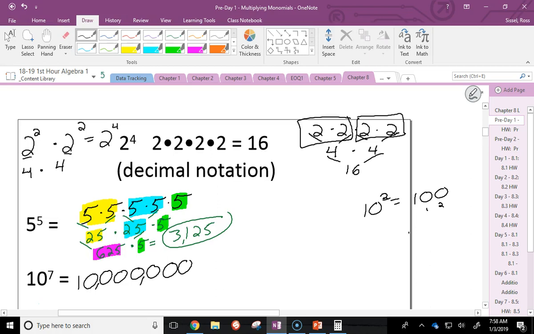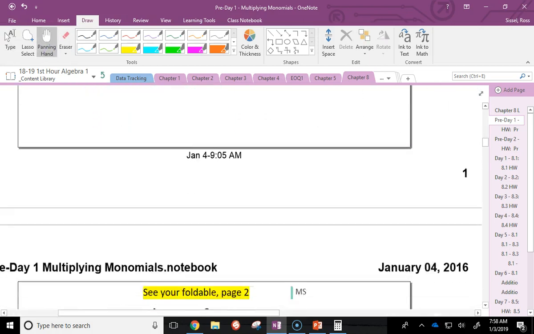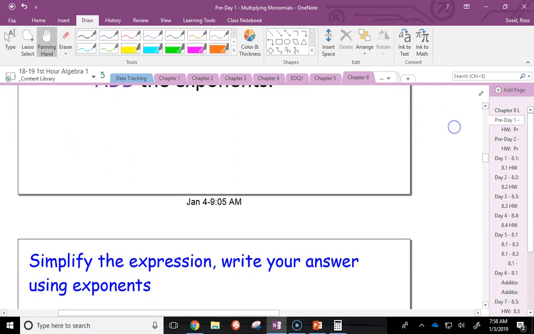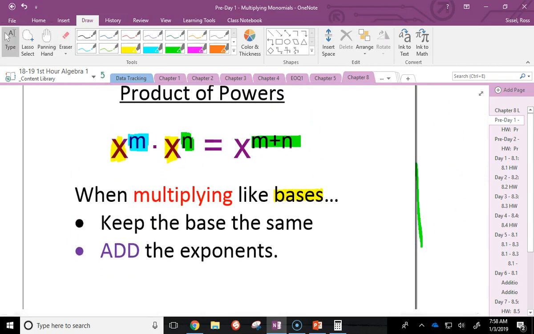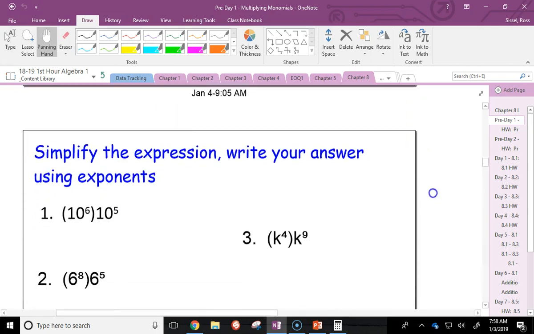So like on the other example, why was it 2x or 2x with the exponent? Because your base stays the same. We don't multiply our bases if the bases are the same. So you'll see, let's do an example, and I think that'll help. That's a good question.